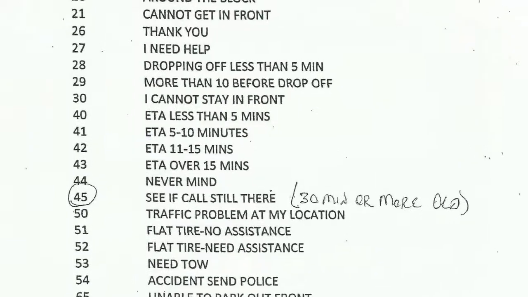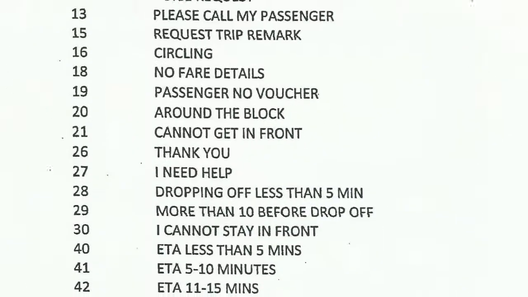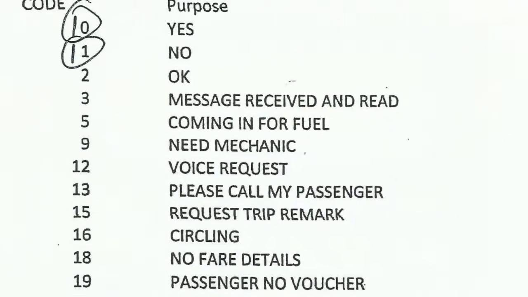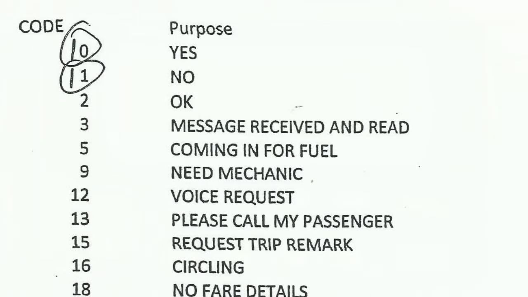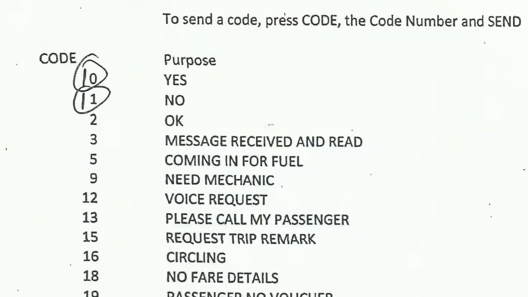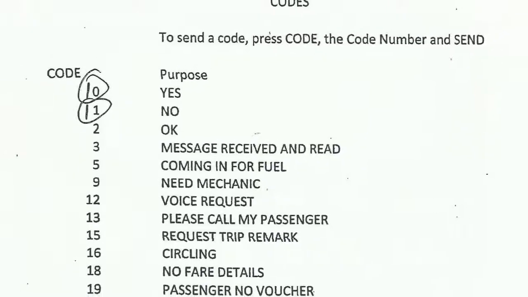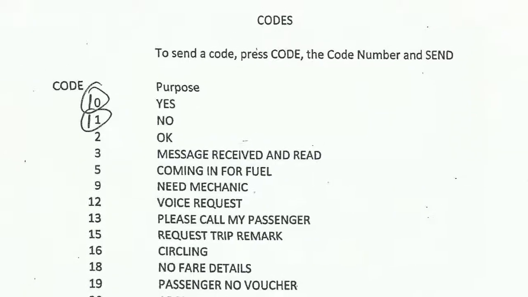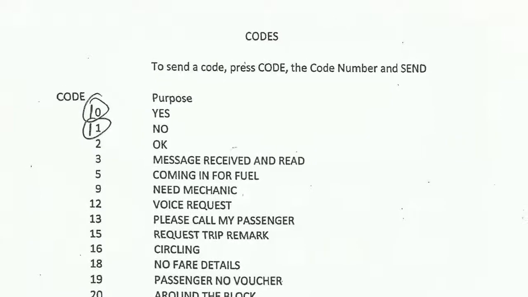So by looking at your code sheet, let's just, for example, look at number 3. Number 3 says message received and read. So in other words, if your dispatcher sends you a message and wants to know, do you understand what's going on? Have you received the message? Something along those lines. And you want to tell her this, well, all you have to do is simply send her a code message and it'll tell it.